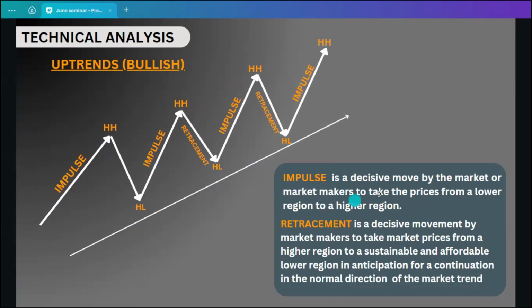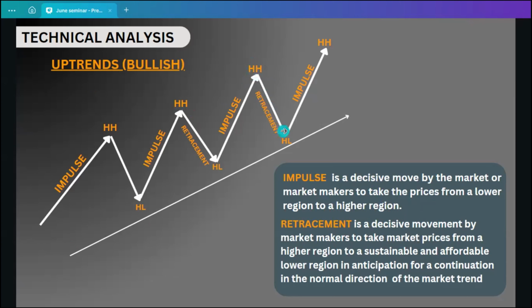Now, what is a retracement? A retracement is a decisive movement by the market makers to take market prices from a higher region, up here, you can see the high region right here, to a sustainable and affordable lower region.